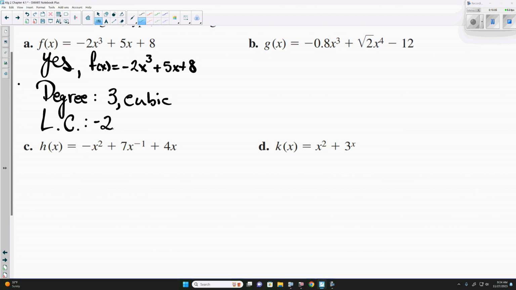No. If it had extended out over x to the fourth, yes, this would not be a polynomial function. But here, it does not. Do we have two variables multiplied together? No. So can we say this is a polynomial function? Yes, it is a polynomial function. Okay.